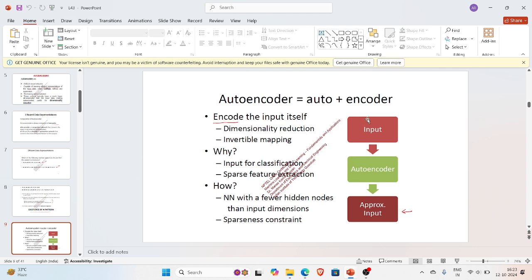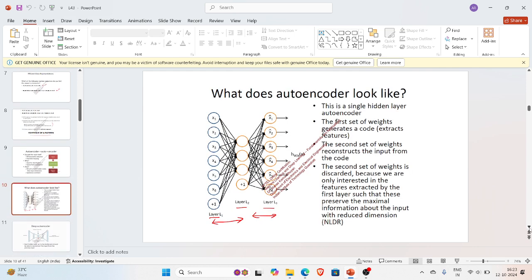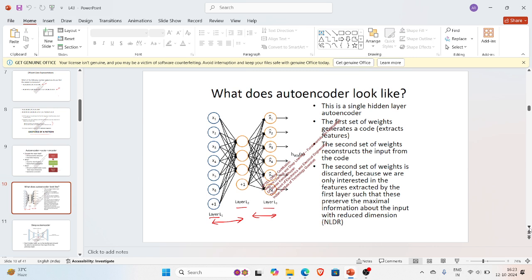This is called autoencoders, auto plus encoders. So encode the input, so dimension reduction, invertible mapping. It can be used for classification after encoding, or used for feature selection. This is how an autoencoder looks like, just a simple neural network, but the input dimension is lower.